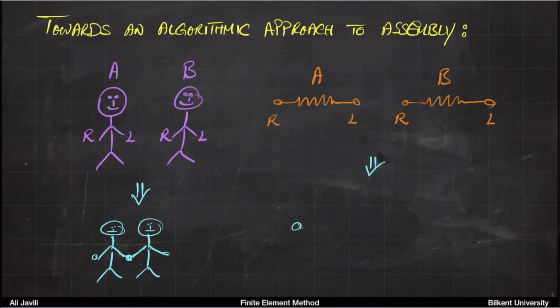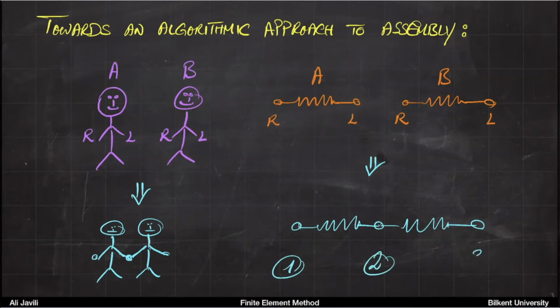So when you have a system like this, you would call this node 1, node 2, node 3. These nodes 1, 2, and 3 are the global numbering of nodes, and they are arbitrary. You can number them any way you want. But element A knows that node 2 is its left node, and element B knows that node 2 is its own right node.